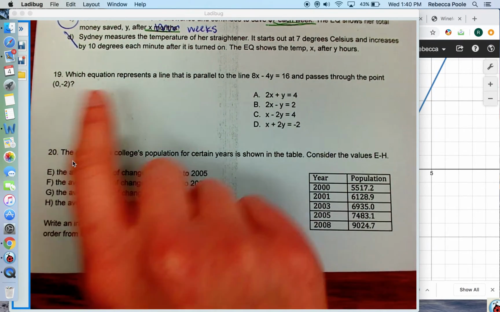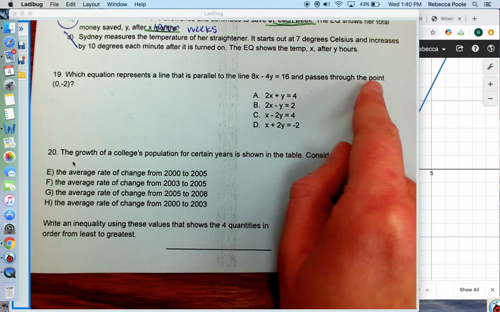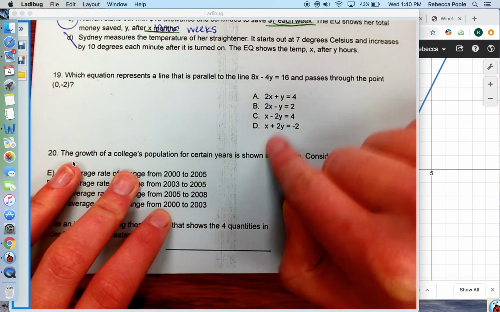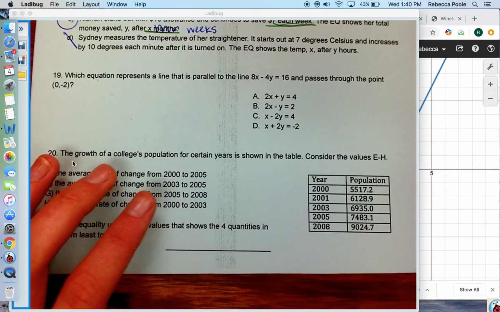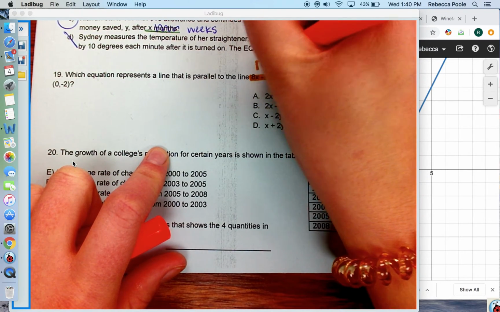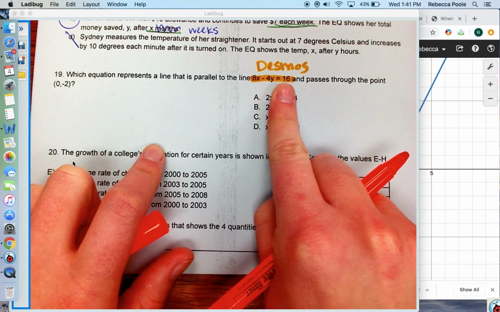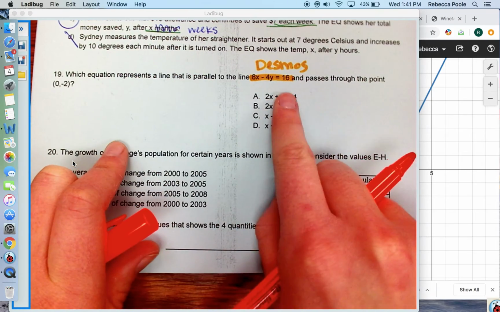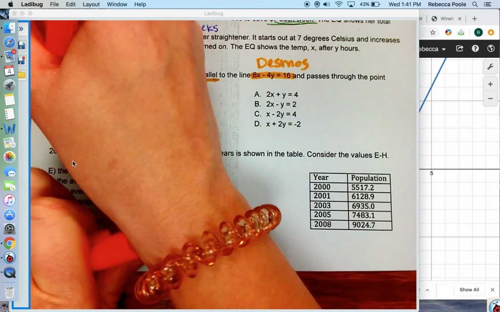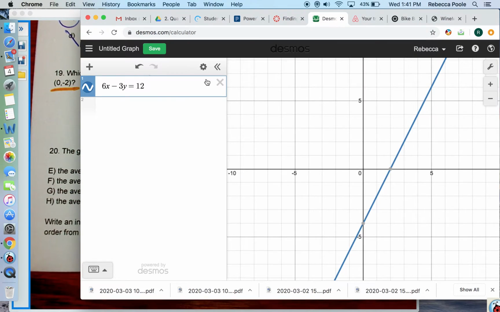All right, so for 19, which equation represents a line that is parallel to this line and passes through this point? So here's the good news. You ready? We've got answer choices, which means I can go graph the line they gave me in Desmos, because remember, Desmos will do any form. So I can go put this equation in Desmos, and I can see which answer choice is parallel and crosses through this point, okay? So I'm going to go type in my equation in Desmos.